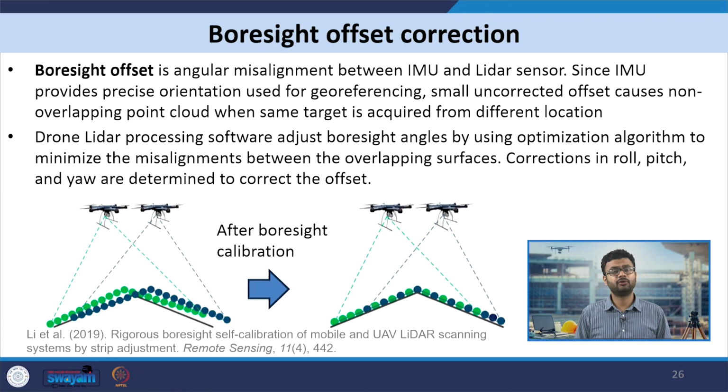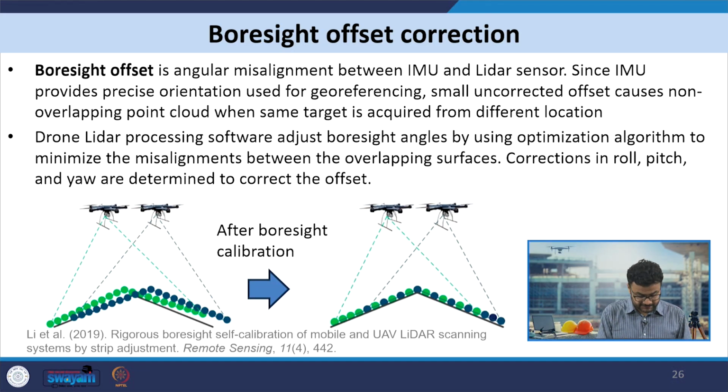After this, there is sometimes also a need for Boresight offset correction. Boresight offset is an angular misalignment between the IMU and the LiDAR sensor. Since the IMU provides the precise orientation in terms of roll, pitch and yaw, which is used for georeferencing, even a small uncorrected offset between the IMU and the LiDAR's scanner can cause a non-overlapping point cloud when the same target is acquired from a different location.